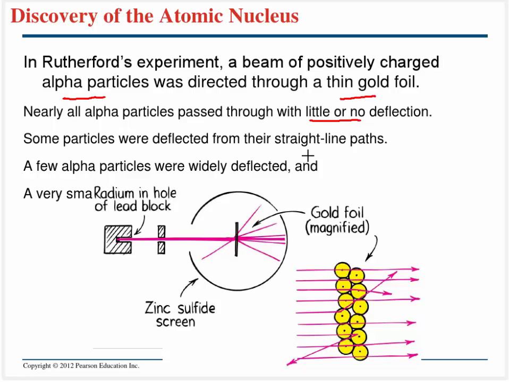However, some of them were deflected, and very, very few were widely deflected, and some of them were actually directed nearly directly backwards. So he had some radioactive substance right over there, spitting some alpha particles, and here's the gold foil right over there. And as I said, most of them passed right through it, but some of them were bent off at some weird angles, and very, very few were scattered directly backwards.